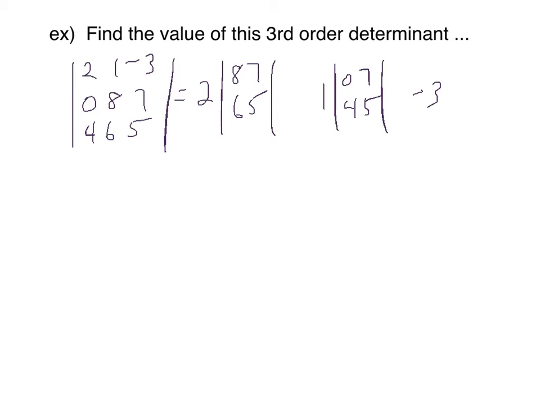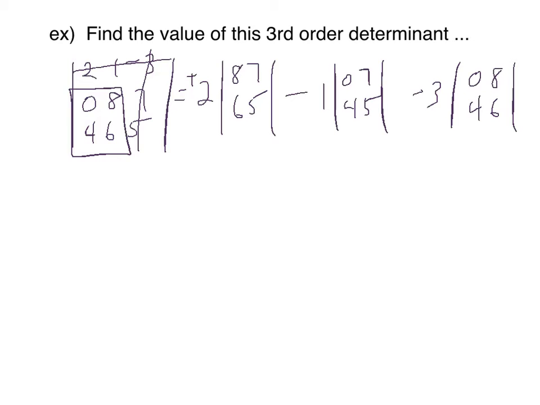For the negative 3, I'll just write through it. If we cross off the row and the column with negative 3, it's going to leave us with this 2 by 2: 0, 8, 4, 6. And then what we do is we alternate signs. It's positive whatever, it's negative whatever, it's positive whatever. Since this is a negative 3, we're adding a negative 3, so ultimately this is going to just turn back into negative 3.